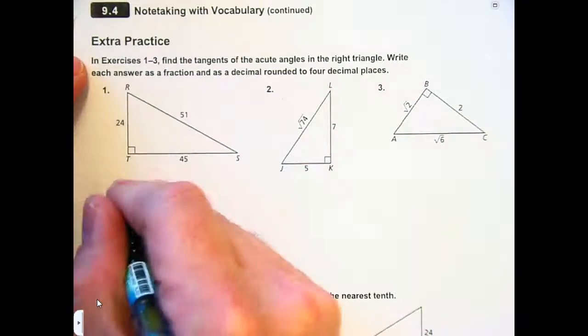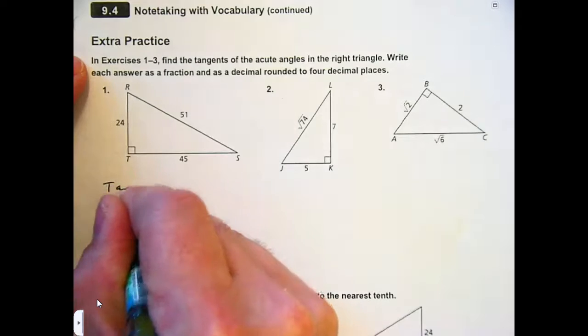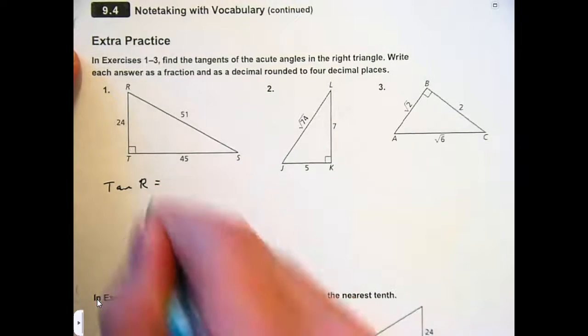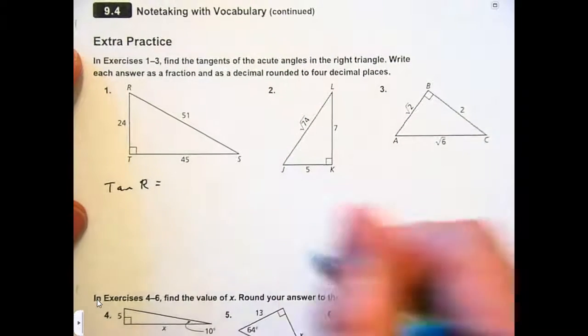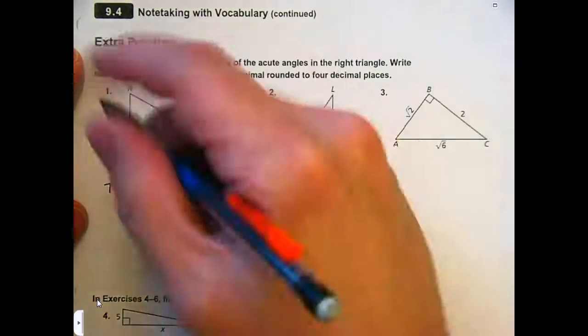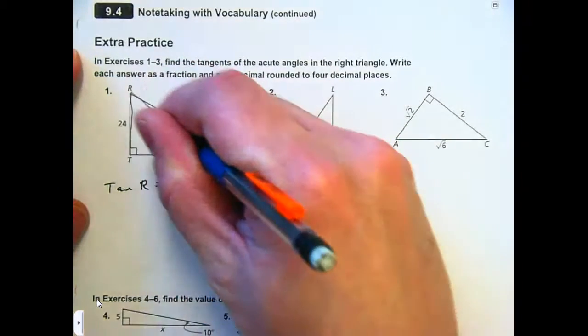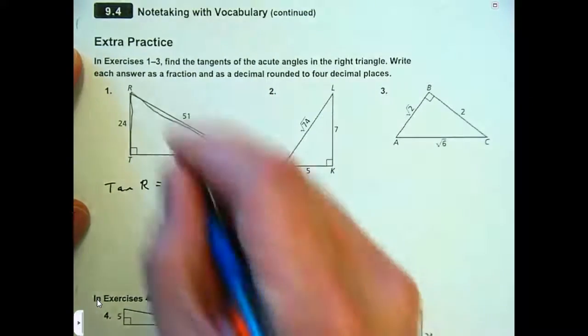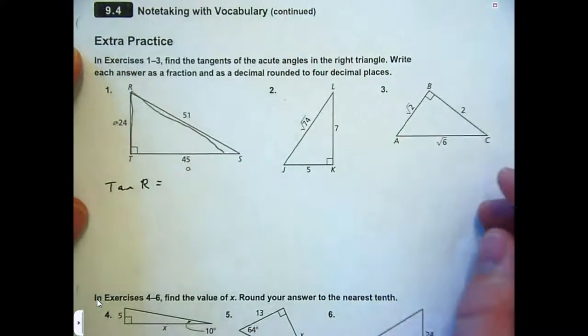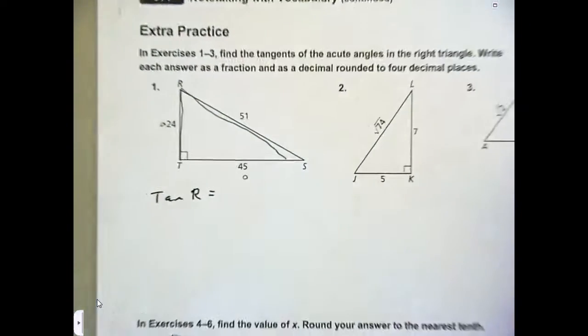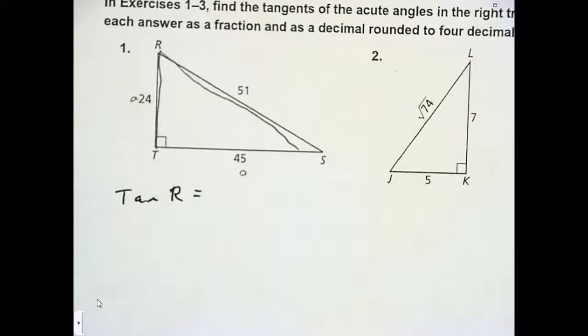R and S, right? So if I'm doing the tangent of R, that is equal to the opposite over the adjacent. If I am tracing R, that's that angle. This is opposite, that's adjacent. That's the first thing you need to do: be able to label those. Trace your angle. Obviously my angle tracing needs a little extra work.